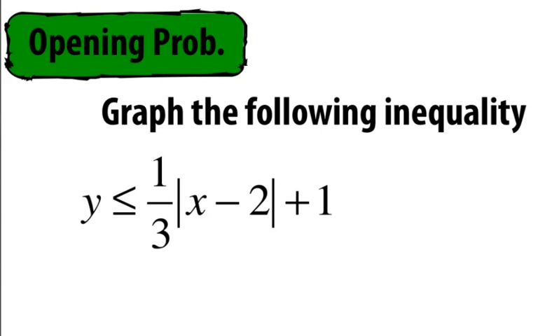Here's our opening problem for the day. This is just a basic absolute value with an inequality. I wanted you to graph this. Something to make sure that you're focusing on when you graph these kinds of things. Number one, we want to make sure that we know that the vertex is positive 2, comma positive 1.